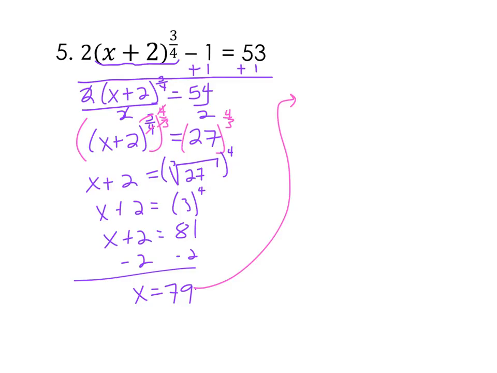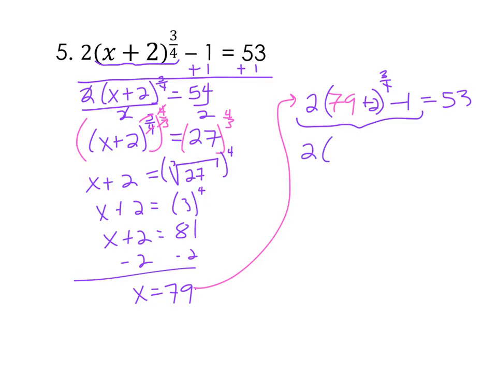Plug in 79 for x. I have 2 on the outside. 79 plus 2, 2 to the 3/4 power minus 1 equals 53. What you have to be careful about in this step is I want to keep everything on that left-hand side. I'm not moving anything over to the 53. So that means I have 79 plus 2 is 81 to the 3/4 power. That means I'm going to take the 4th root of 81 and cube our answer. Multiply that by 2, subtract 1.